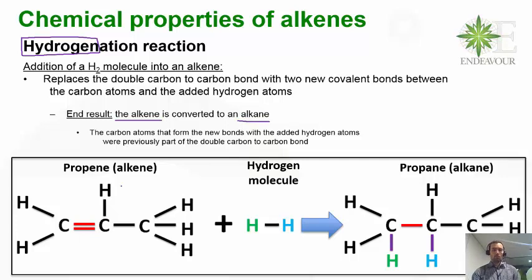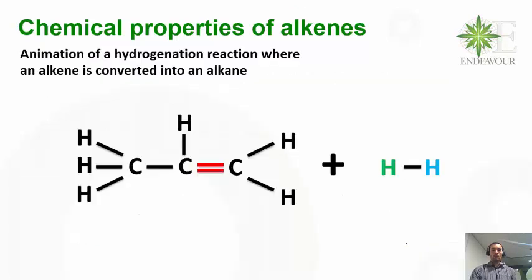And we can see that down the bottom here. The reactant propene has the double carbon-to-carbon bond, but the product, which is propane, no longer has the double carbon-to-carbon bond. It's a single bond here, so that's why we classify it as an alkane. And we can see what's reacting with the propene to make this possible. We've got a hydrogen molecule. And we can see these hydrogens are what forms new attachments to the carbons that previously participated in that double carbon-carbon bond. So let's have a look at another animation to see how this happens.